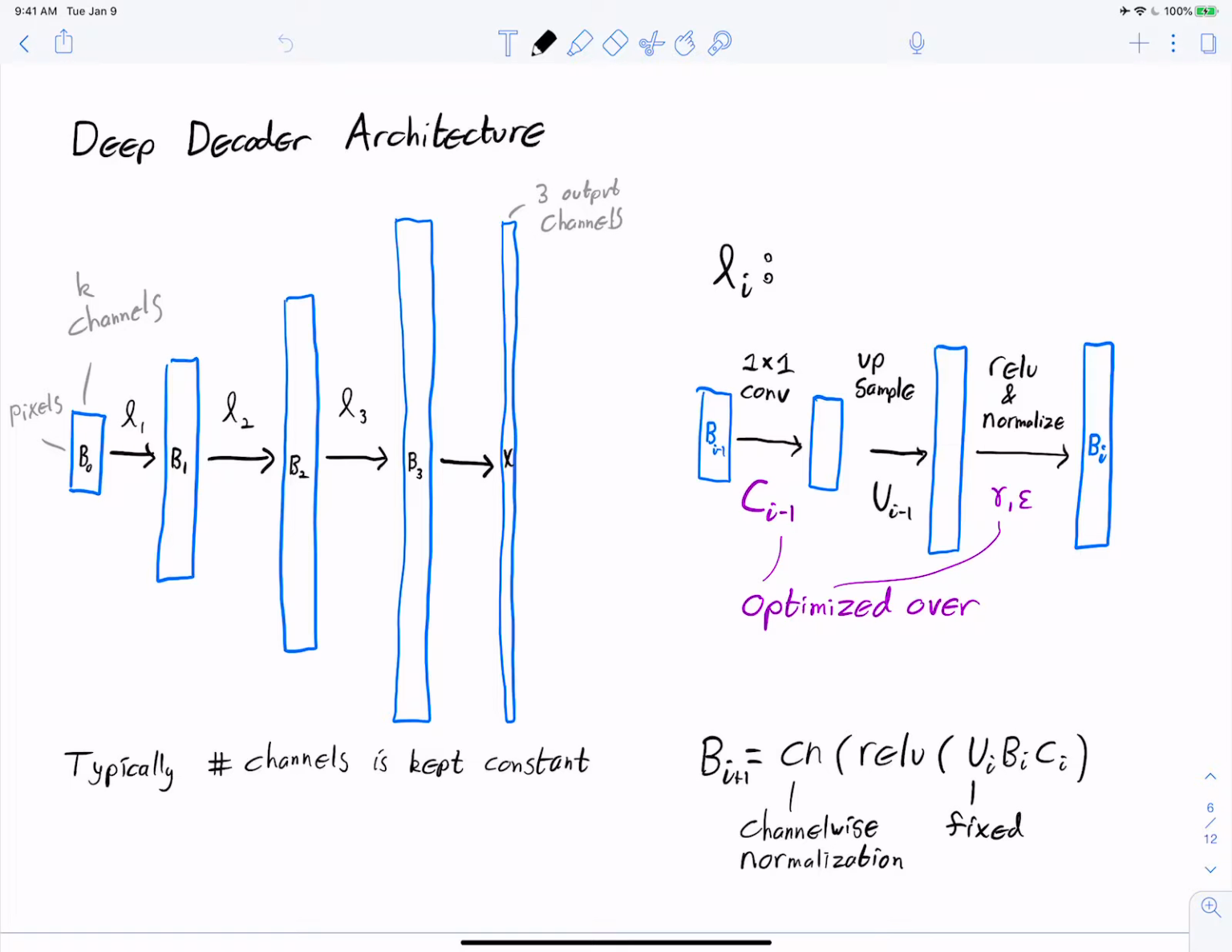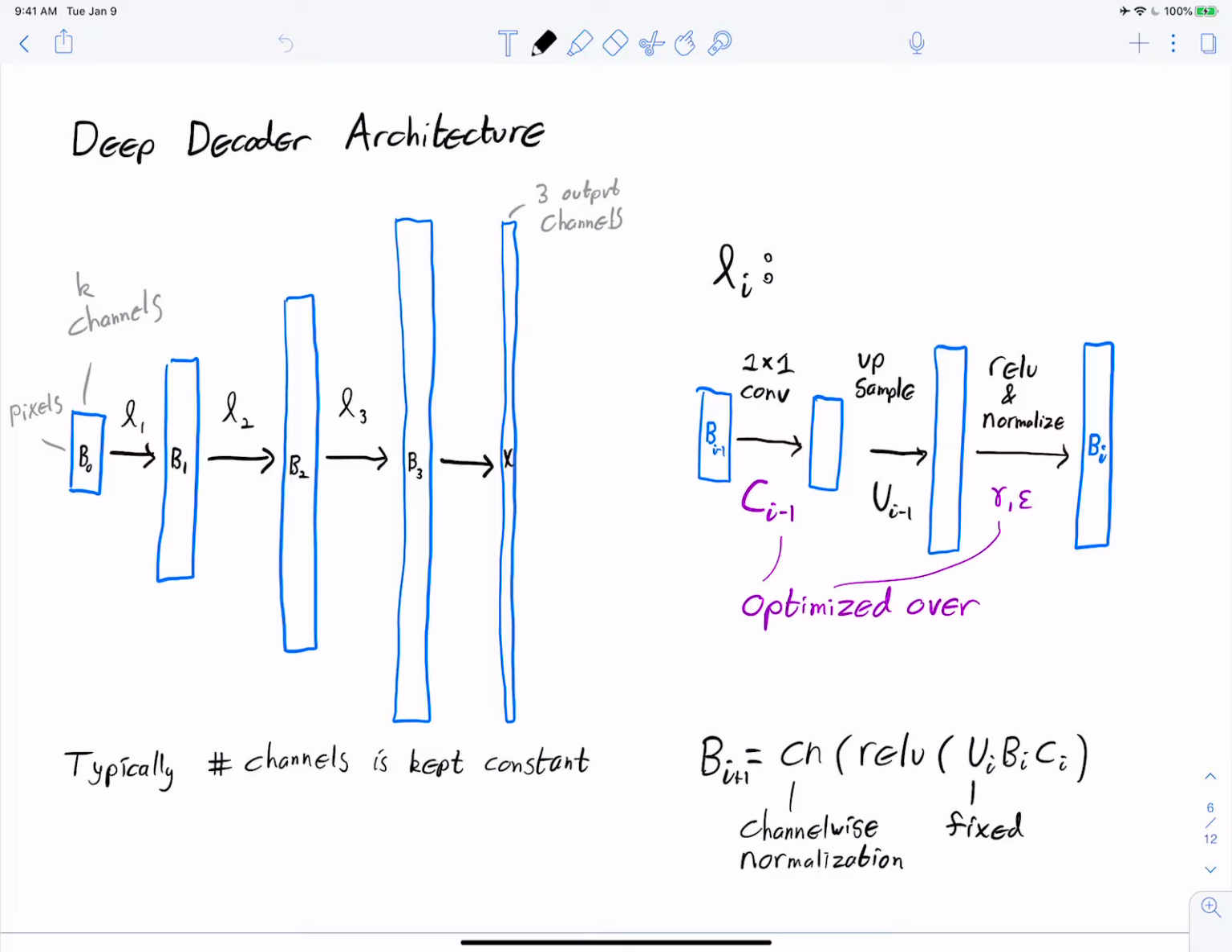And so in this architecture, typically the number of channels is kept constant in each of the layers, so let's call that K. And so then the matrices C are K by K matrices. Now, if that's the case, then after D layers, the output is also going to have K channels, and so the final layer of the deep decoder is going to map a map with K output channels to one with 3 output channels, and this is just going to be given by a 1-by-1 convolution with 3 output channels.